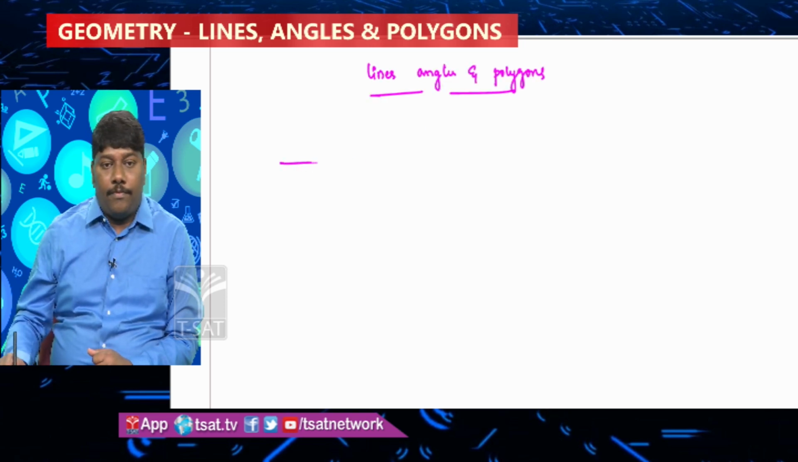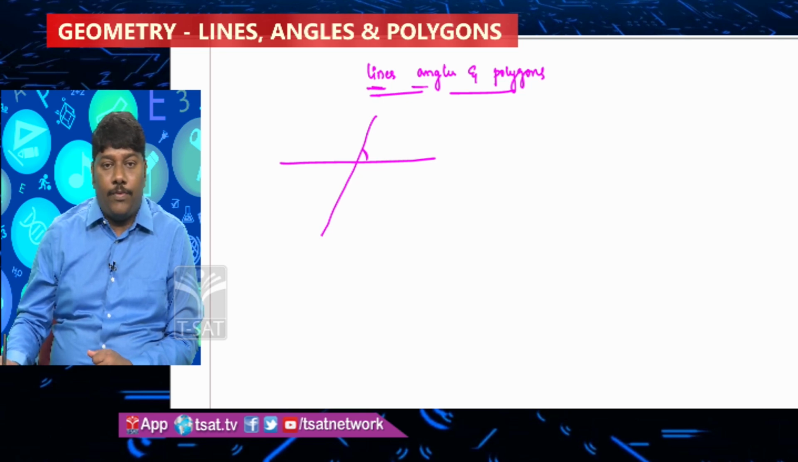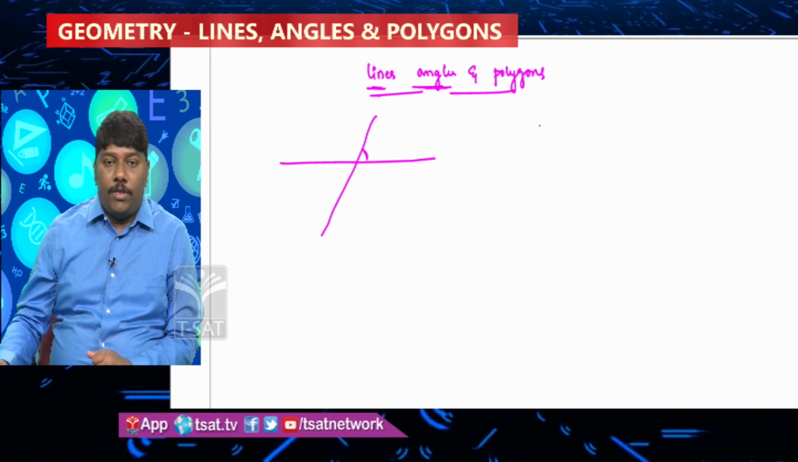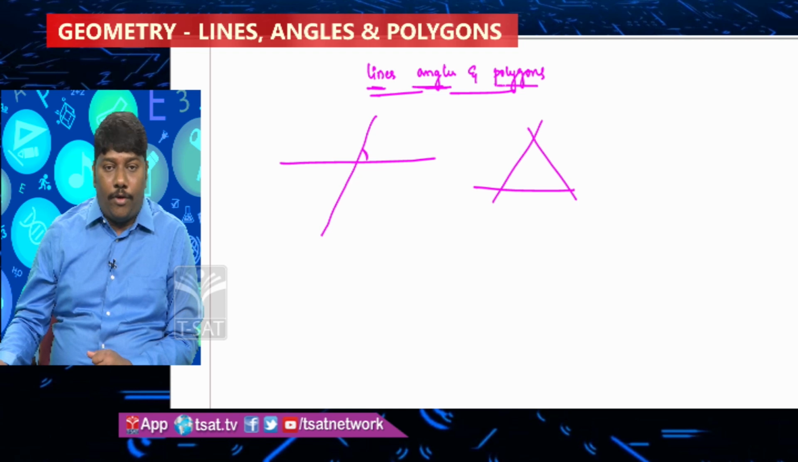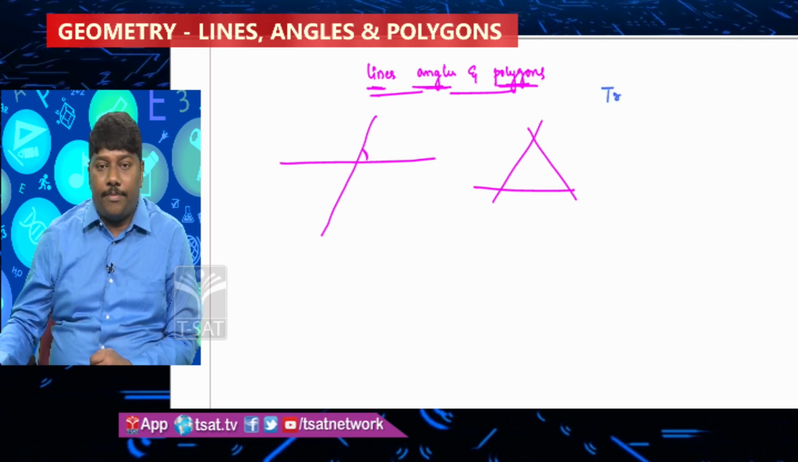In lines, angles and polygons, first we take a line. If we intersect lines, you get angles. So we discuss intersection of lines with the angles. What are the different types of angles formed? If more than two or three lines are intersected, polygons are formed. Polygons with three sides are called triangles. So we discuss triangles in detail as a separate chapter.